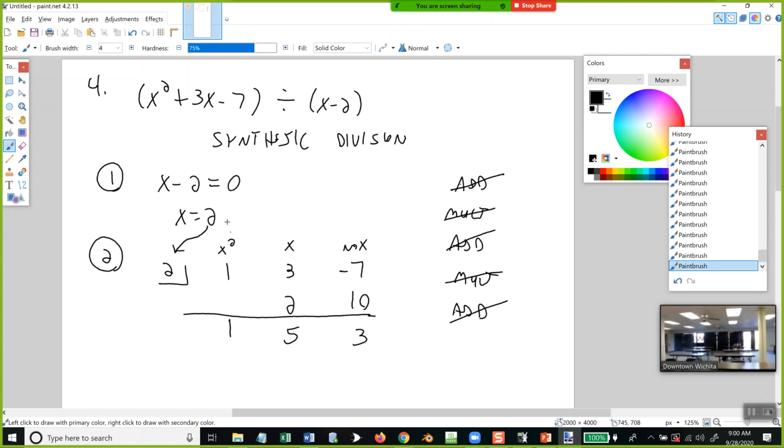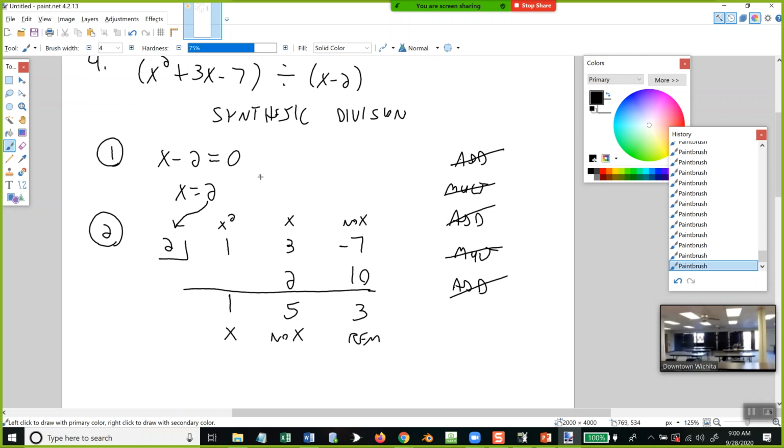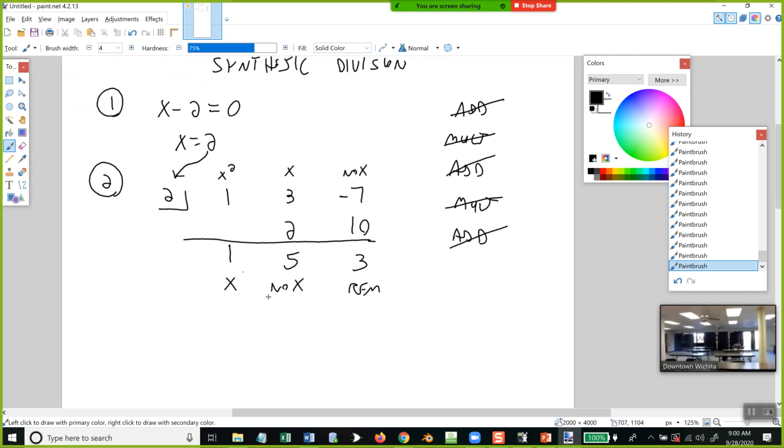So now for our answer, this was x squared. This will be 1 degree lower always. So that'll be x to the first, or x. This is our x. This will be our no x, or constant term. And this is going to be our remainder. So our answer is going to be x plus 5 plus 3 over what we're dividing by, which is x minus 2.